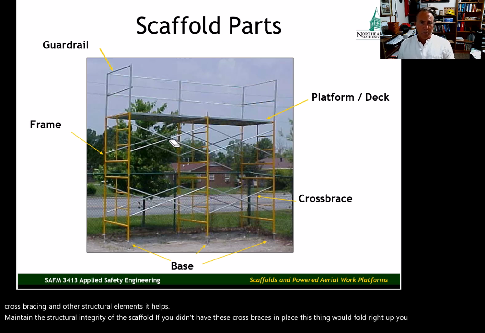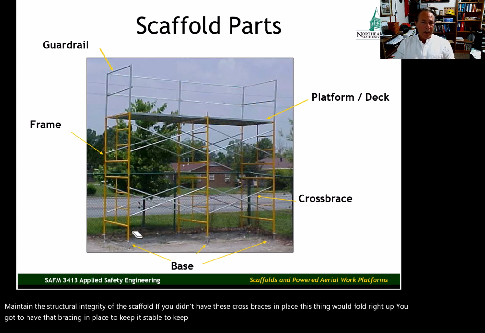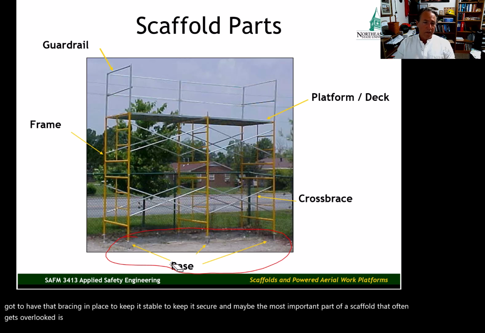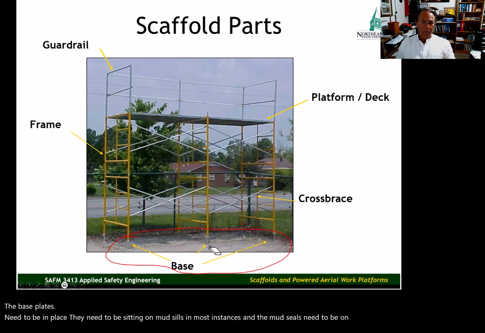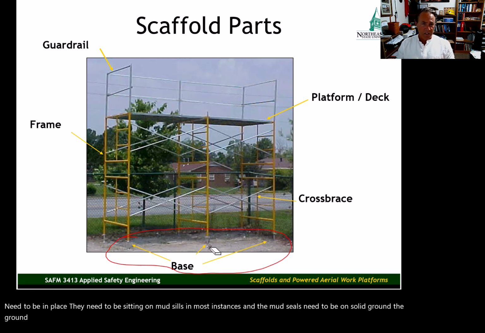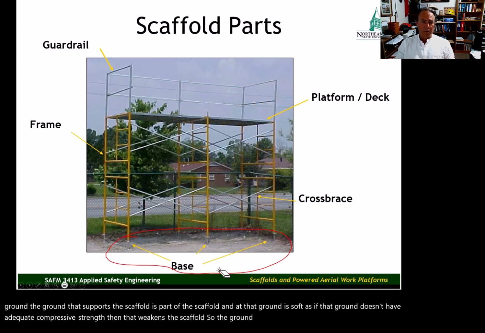You got to have that bracing in place to keep it stable, to keep it secure. And maybe the most important part of a scaffold that often gets overlooked is the base. The base plates need to be in place. They need to be sitting on mud sills in most instances, and the mud sills need to be on solid ground. The ground that supports the scaffold is part of the scaffold, and if that ground is soft, if that ground doesn't have adequate compressive strength, then that weakens the scaffold. So the ground is an important part of the scaffold system.